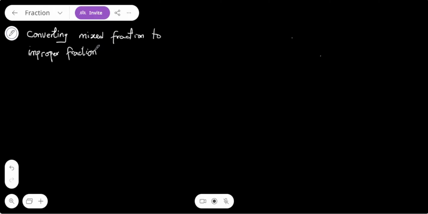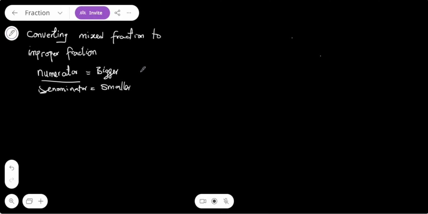Improper fraction is a type of fraction in which the numerator is bigger, right? And then the denominator is smaller. So in such a situation, we say it is an improper fraction.